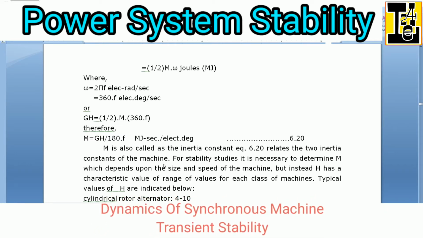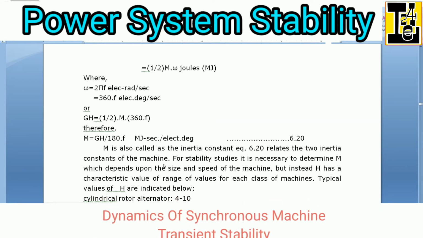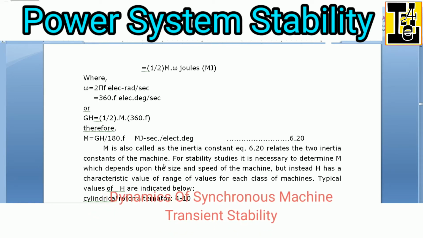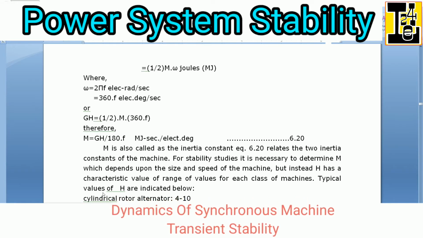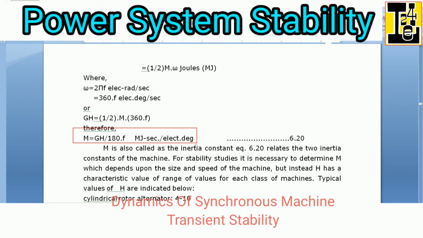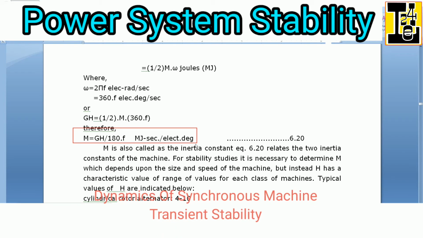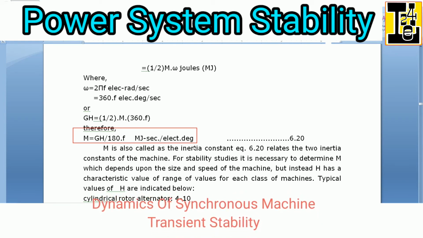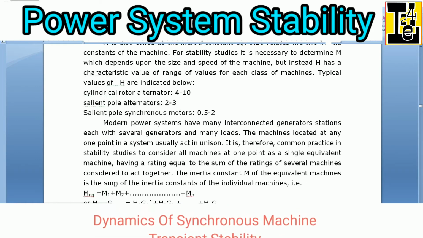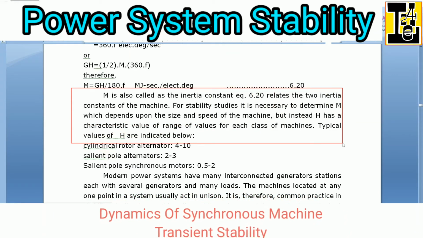second, that is equal to 360 into f in electric degree per second, or GH equals half into M into 360 f. Therefore we can write M equals G into H divided by 180 f, in megajoules second per electric degree, where M is also called the inertia constant.